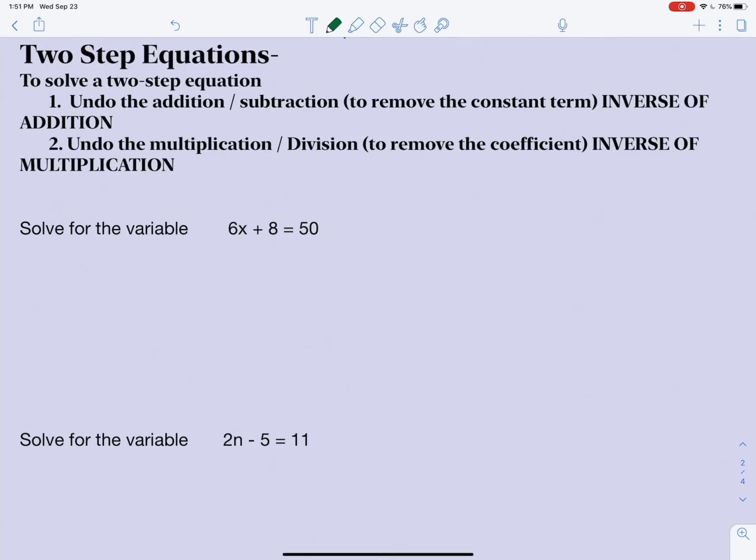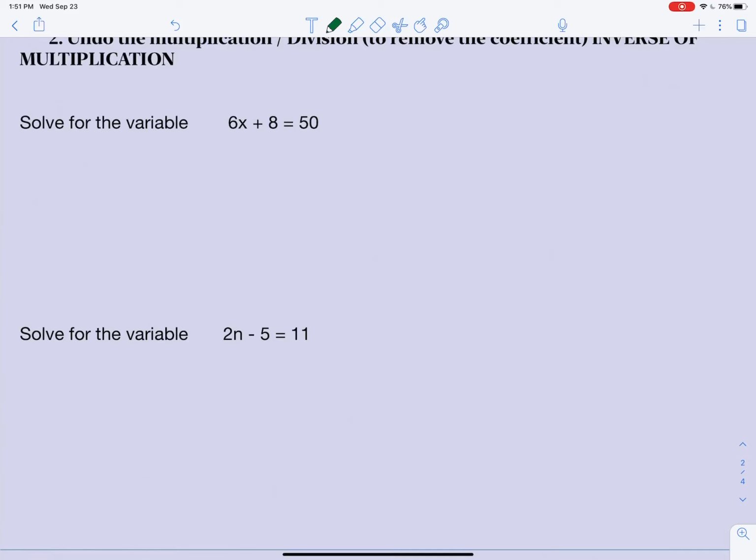All right, so solving for this variable. The first thing that I need to do is move the constant. The constant is the one that doesn't change. It's the 8, okay? And so in this case, to move the constant, I'm going to use the inverse, which is the opposite of addition. I'm going to subtract 8 from both sides. That eliminates this, turns this into 0. 50 minus 8 will be 42.